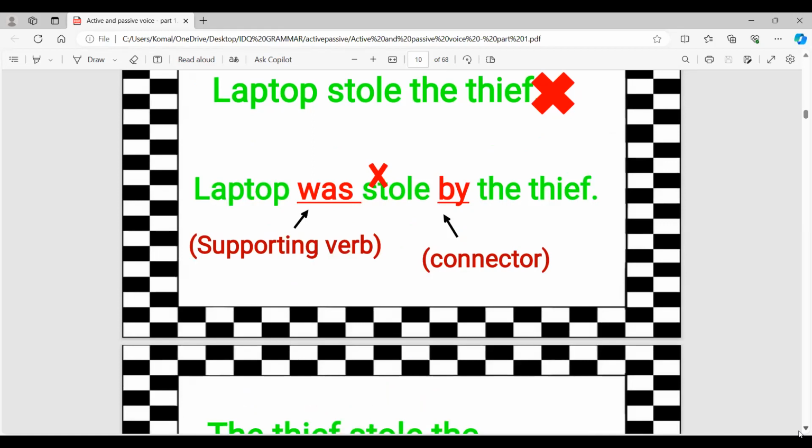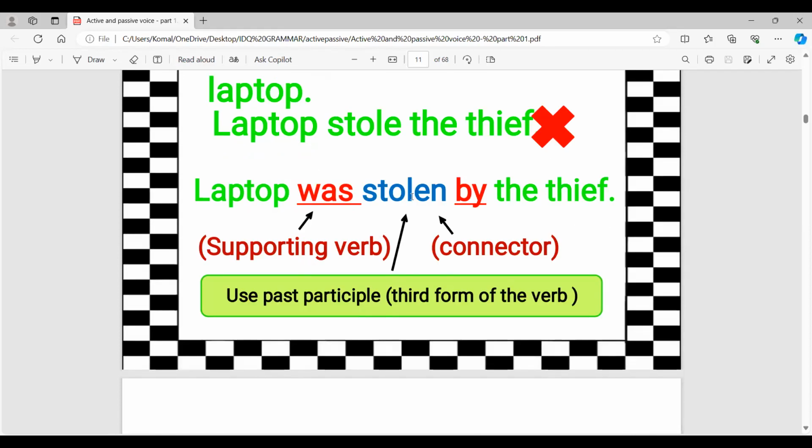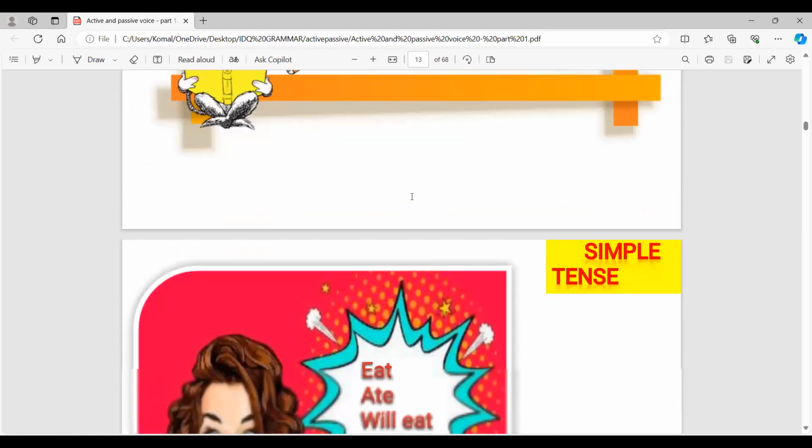Still this is wrong. Why? Because the main verb that comes, you must always use in the past participle. This is the rule of the passive voice: whatever the tense is, even continuous, any tense, you have to use the main verb in the past participle. What does past participle mean? The third form of the verb. Whatever the tense is, please make sure you use the main verb in the past participle. Okay?